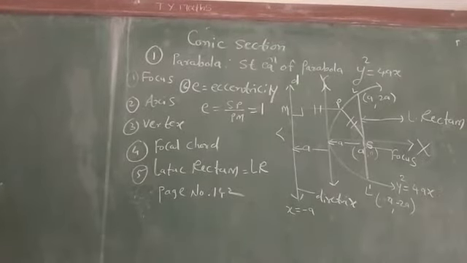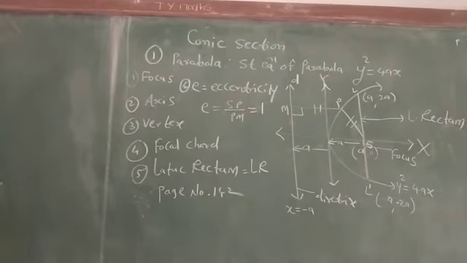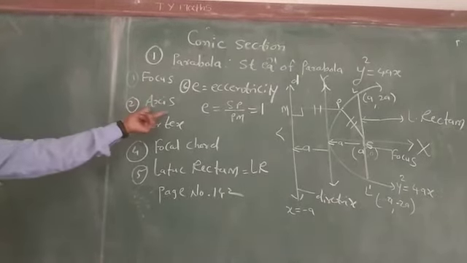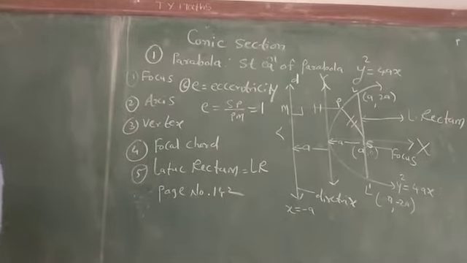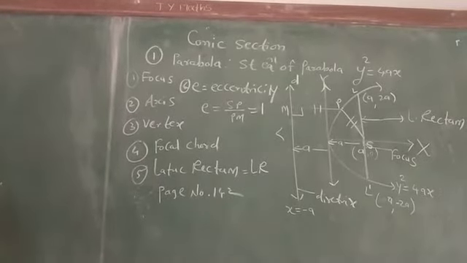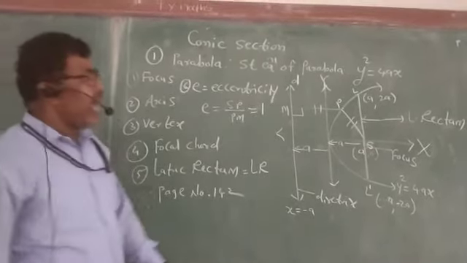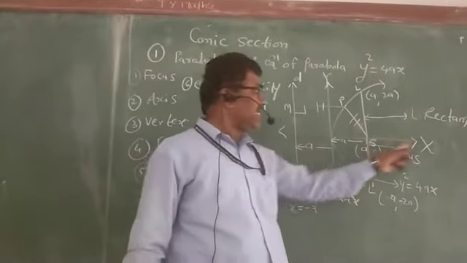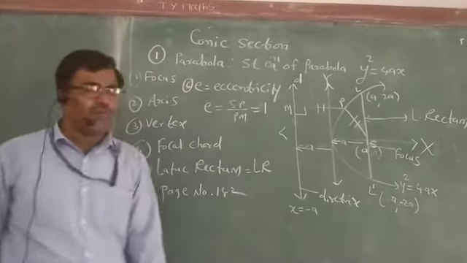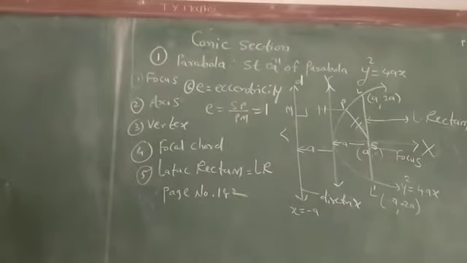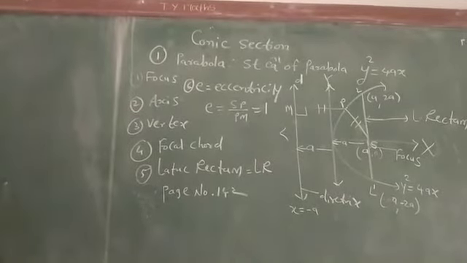A line about which a conic section is symmetric is called axis of the conic. That is, x-axis is the axis of conic. Now, vertex: the point of intersection of conic section with its axis of symmetry is called vertex.